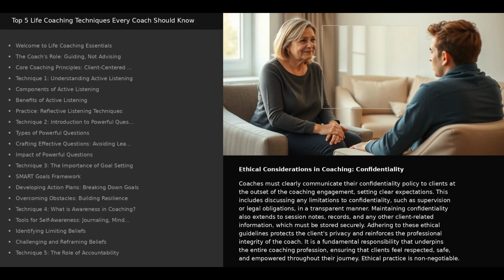It is a fundamental responsibility that underpins the entire coaching profession, ensuring that clients feel respected, safe, and empowered throughout their journey. Ethical practice is non-negotiable.